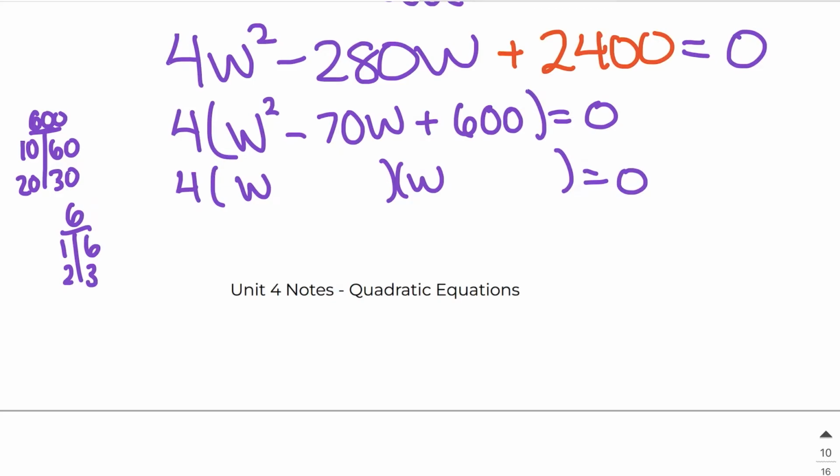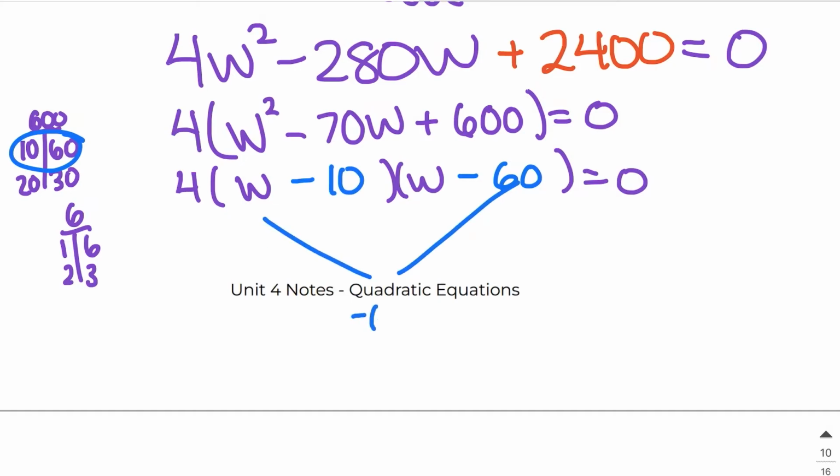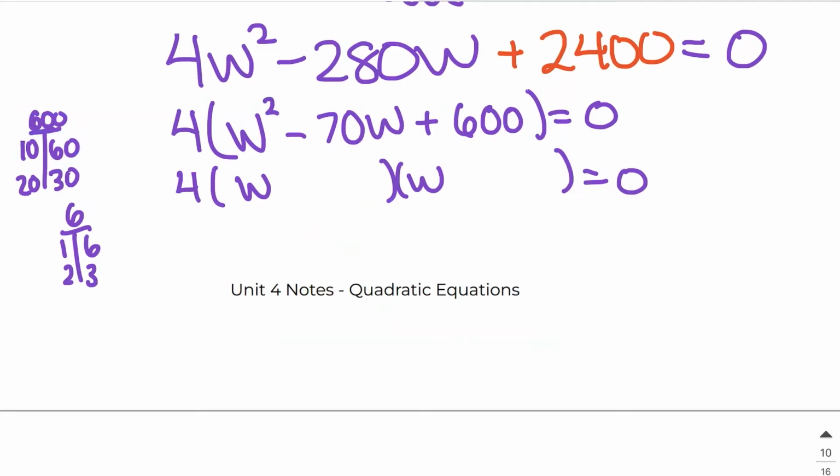But they do work because I can use this 10 and this 60 right here. I can use a negative 10 and a negative 60, which means that W, by the way, let's check to make sure that this works right here. So this is negative 60W, this is negative 10W, negative 10 and negative 60 together give us the negative 70 that we are looking for. So that's great. So I'm going to put minus 10 here, minus 60 here. So W equals 10. And W equals 60.